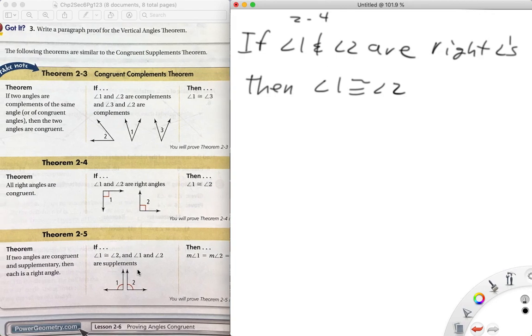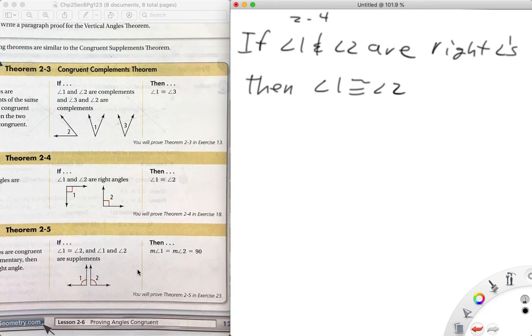If two angles are congruent and supplementary, then each angle is a right angle. I don't care much for this one, but I put it there. So if angle 1 is congruent to angle 2, and angles 1 and 2 are supplementary, then the measure of each angle equals 90 degrees. So here's the essence of 2.5.